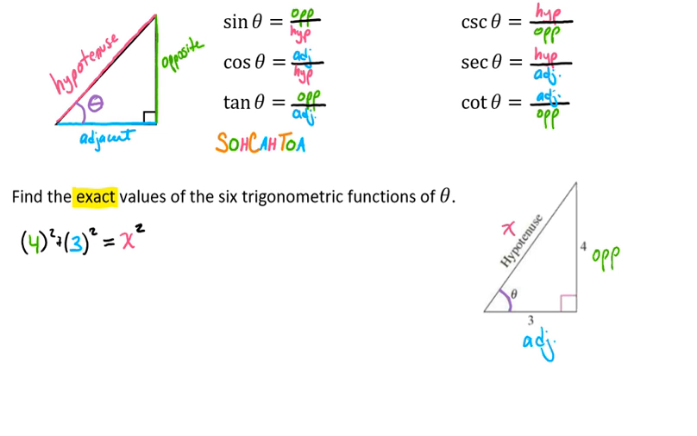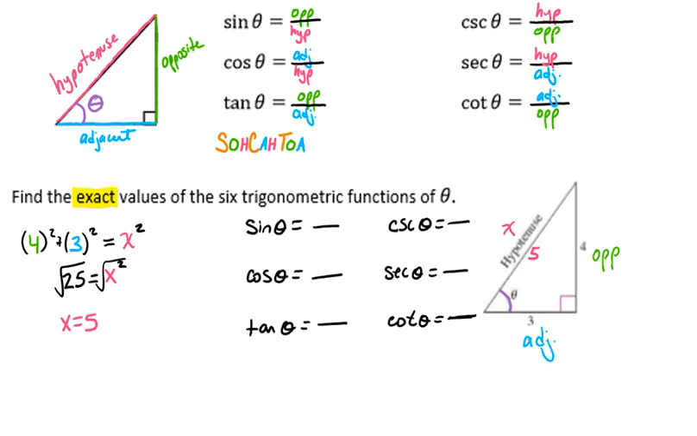Now, because we don't know what our hypotenuse is, we're going to use the Pythagorean theorem to find our value for the hypotenuse. So we're going to plug in our 4 and our 3. So we have 4 squared plus 3 squared equals x squared, which gives us 25 equals x squared. Taking the square root of both sides, we're going to use x equals 5. We're not going to worry about the negative 5 because we're talking about distance, and so we can't use the negative there. So now that we have the value of all 3 sides of our right triangle, we're ready to find our 6 trig functions.